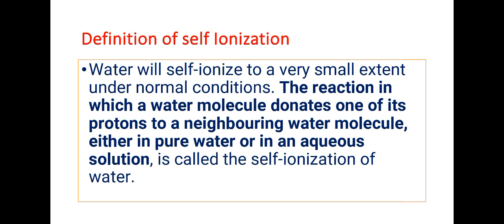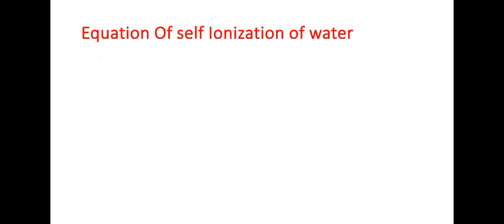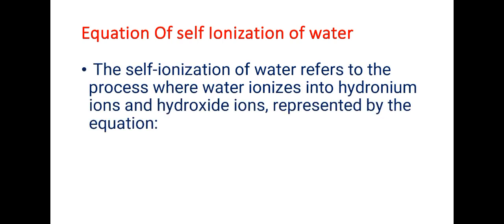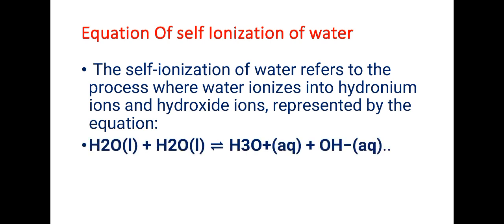After writing the definition of self-ionization of water, we should write the equation for it. As we know, self-ionization of water refers to the process where water ionizes into hydronium ion and hydroxide ion, so it can be represented by the following equation. See the equation: two water molecules react with each other and form hydronium ion and OH negative. In this case, one water molecule behaves as an acid and the other water molecule behaves as a base. So we are getting hydronium ion, H3O positive, plus OH negative.